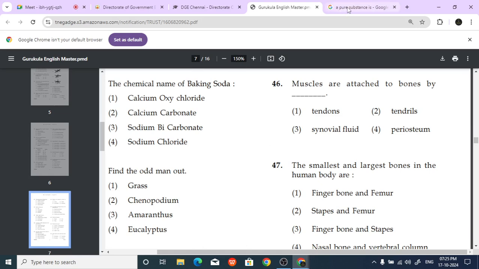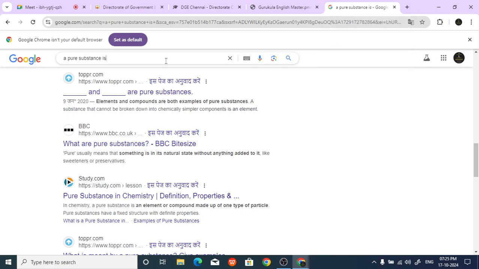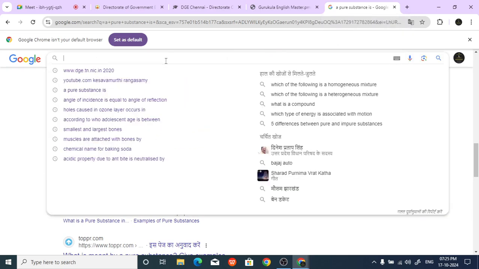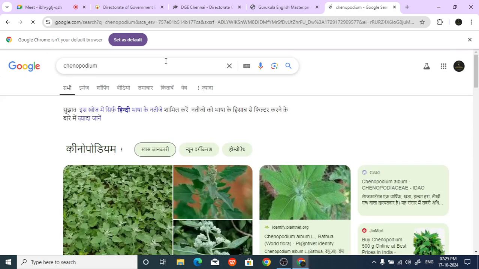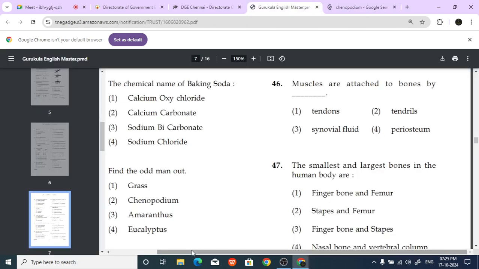Anyway, we'll check. Chenopodium is what? This is also a kind of bush. Okay, so that is why eucalyptus is the answer. Eucalyptus is a tall tree. What is the height of a eucalyptus tree? The maximum height that you have seen?